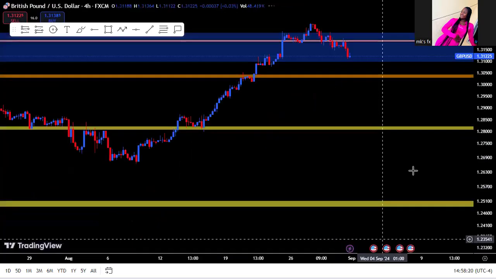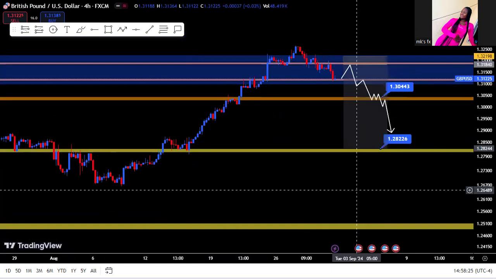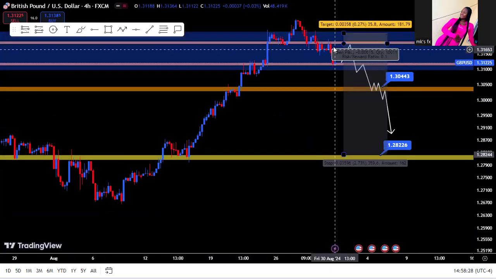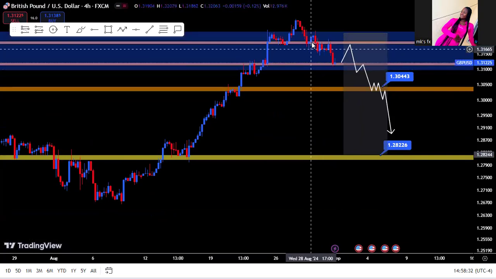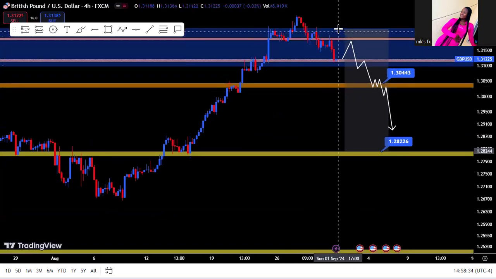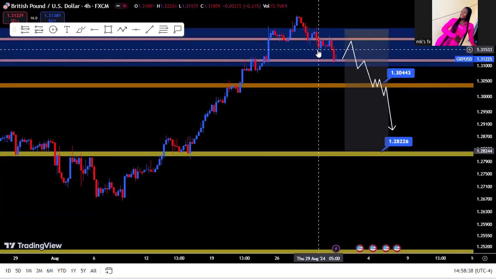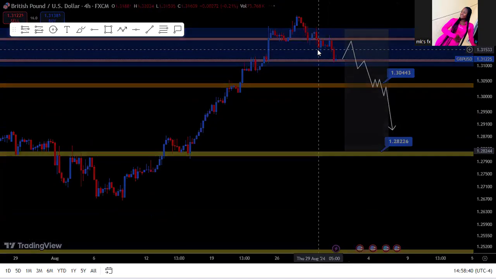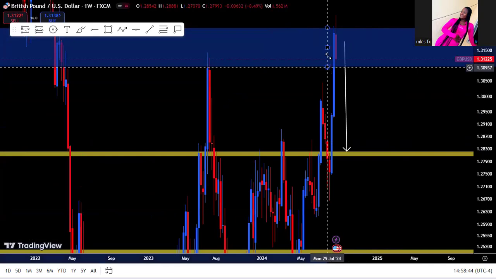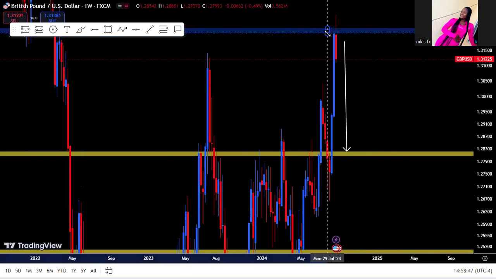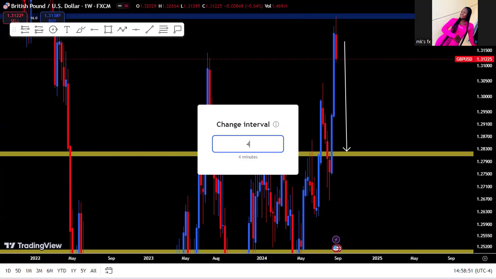And on the 4-hour time frame on GBP USD, what can we see? We can see that currently price is resting here. Let me adjust the monthly time frame, the monthly high. All right, let me take the monthly high to this. Okay, back to the 4-hour time frame.